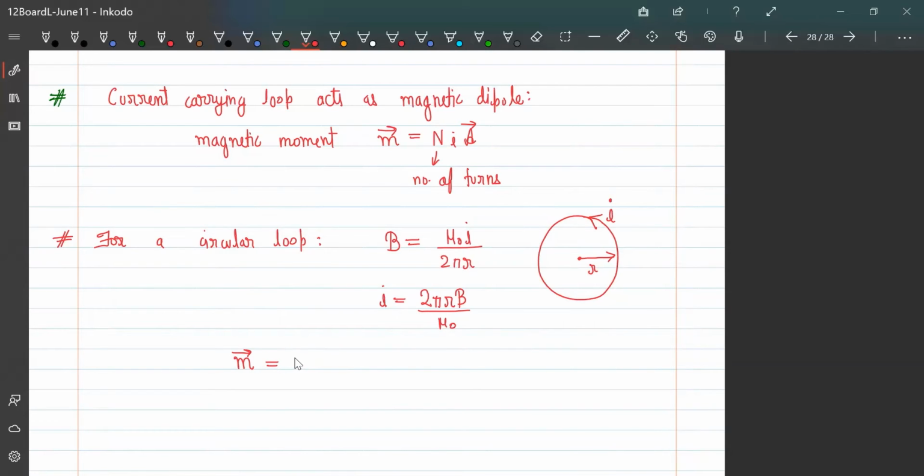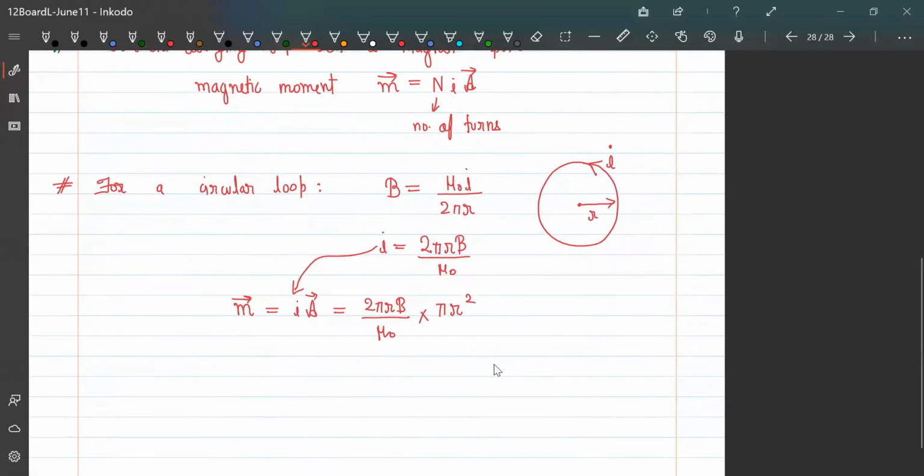This is m vector equals I A vector. This becomes equal to, if I put the value of I here, 2 r B by mu naught, and the area is pi r square. So just leave out the vectors now.